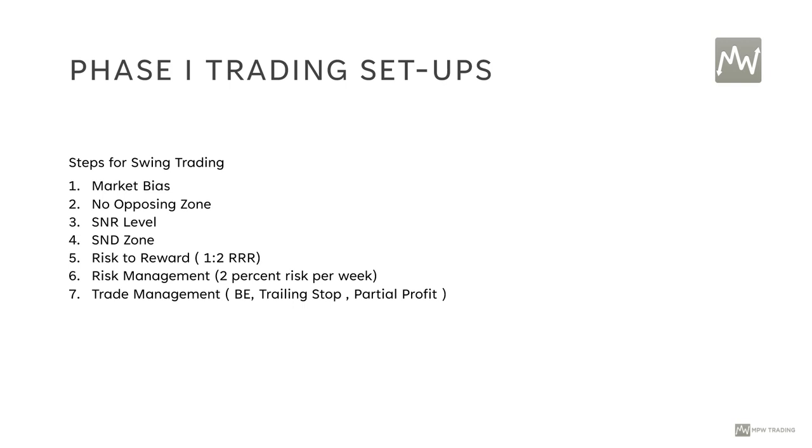And then number 4 is the S&D zone or supply and demand zone. So the idea is we want to sell above SNR level and we want to buy below SNR level. So basically, pag sinabi natin we want to sell above SNR level, it means we want to use supply na nasa taas ng SNR level. And we want to use demand na nasa ilalim naman ng SNR level if we want to buy.